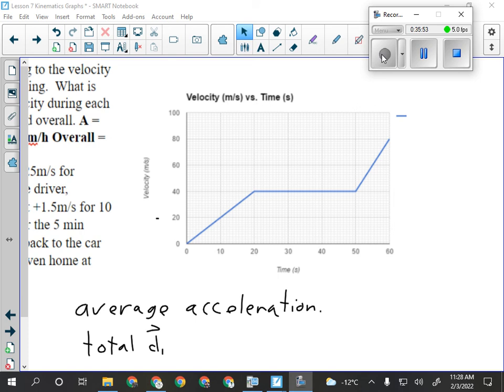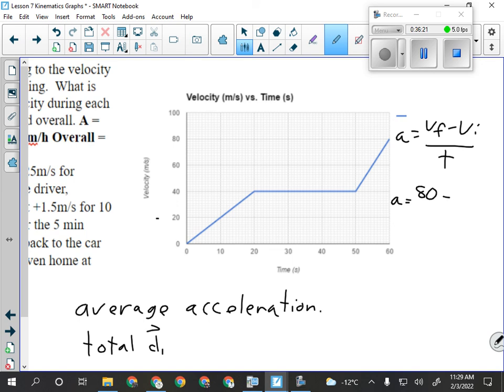Okay, so to calculate acceleration, we just want to use our acceleration formula: a equals final velocity minus initial velocity divided by time. In this case, we're talking about the average acceleration over the entire trip, because obviously it accelerates during two parts of the trip, and then during one part of the trip it travels at a constant velocity. But overall, it accelerates. So we want to calculate that average acceleration. That's going to mean 80, our final velocity, minus our initial velocity, 0, divided by the total time, 60. So 80 over 60, which would be 1.25.